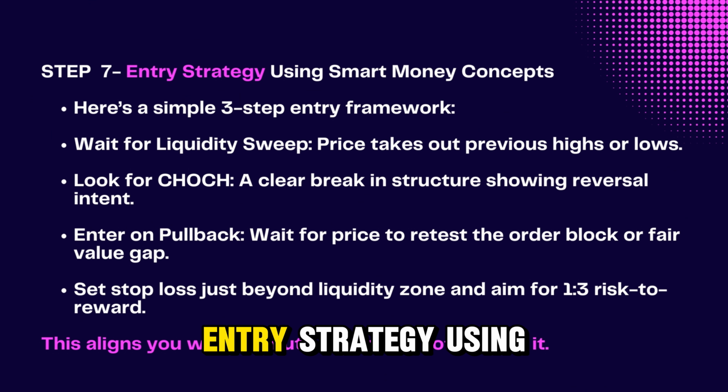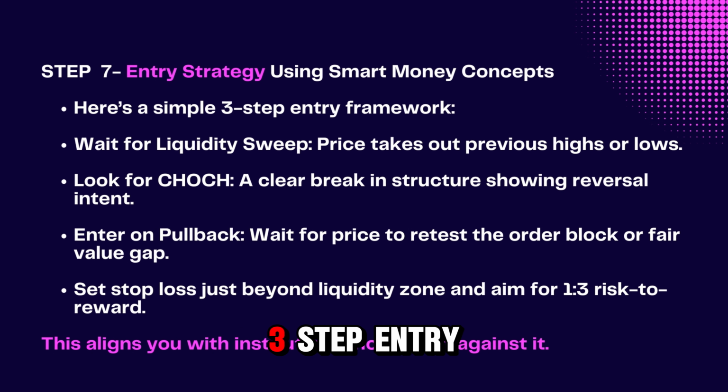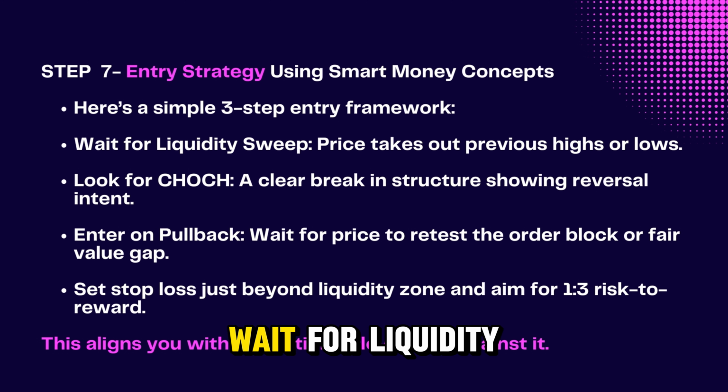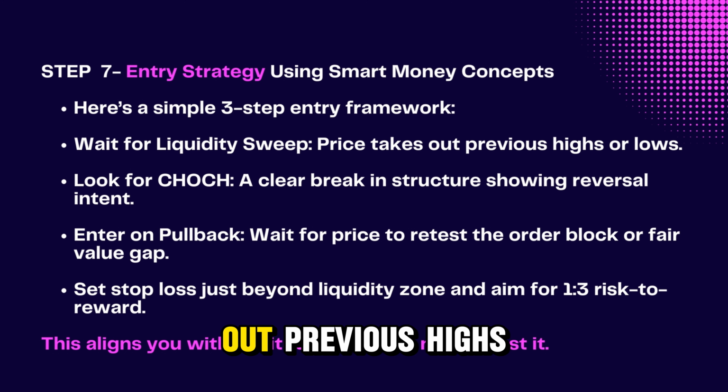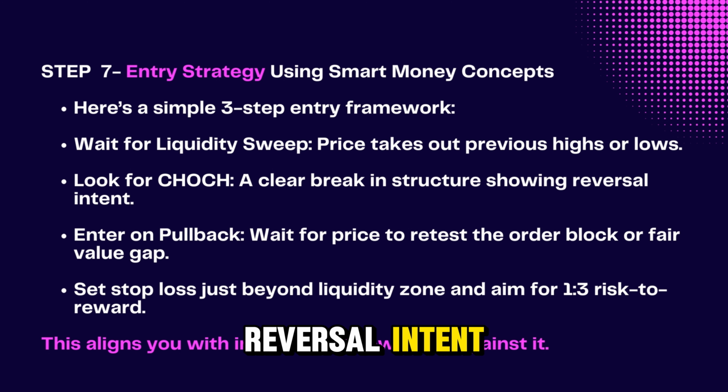Step 7. Entry strategy using smart money concepts. Here's a simple 3-step entry framework. Wait for liquidity sweep. Price takes out previous highs or lows. Look for CHOCH, a clear break in structure showing reversal intent. Enter on pullback. Wait for price to retest the order block or fair value gap. Set stop loss just beyond liquidity zone and aim for 1 to 3 risk to reward outcome. This aligns you with institutional flow, not against it.